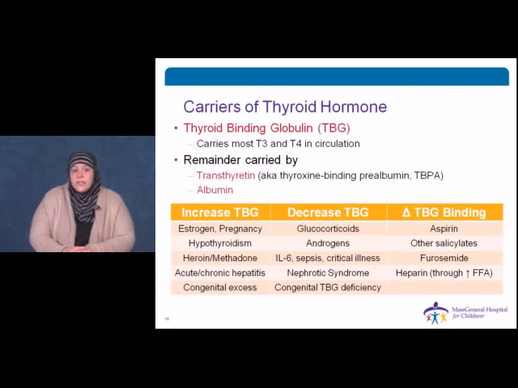Estrogen in pregnancy can increase TBG. Glucocorticoids, androgens, and critical illness can decrease TBG. In addition, as shown here, there are some medications that alter the binding of T4 and T3 to thyroid binding globulin and can increase free T4 and free T3 concentrations.